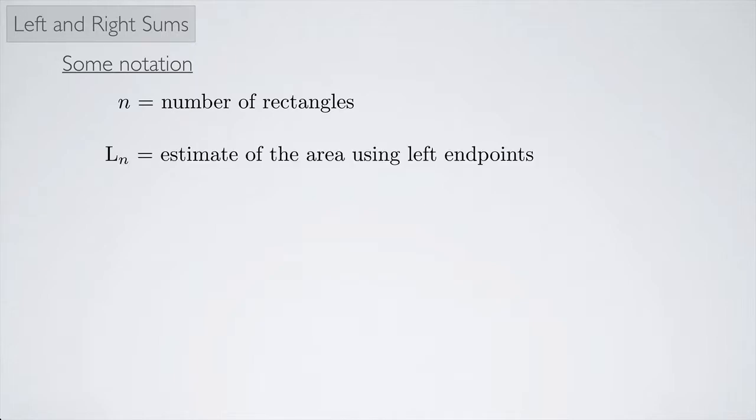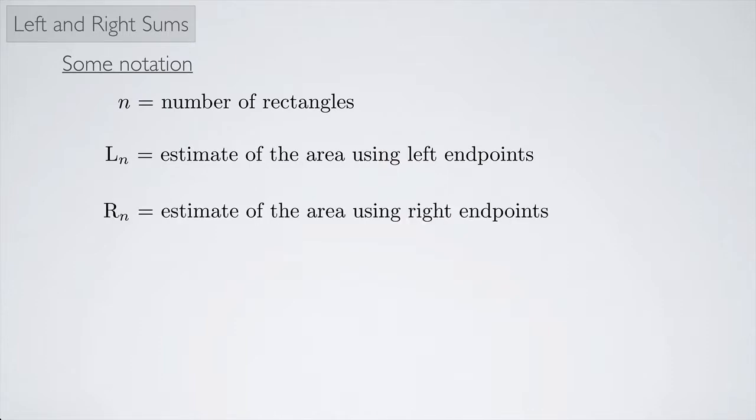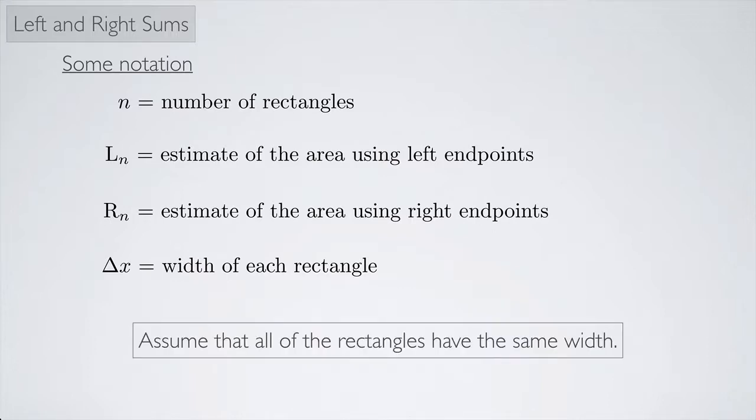I want to introduce a little bit of notation related to finding the area under a curve. If we have a bunch of rectangles and we're going to use those rectangles to approximate an area under a curve, we're going to let n equal the number of rectangles. L sub n would be the estimate of the area using left endpoints, and R sub n would be the estimate of the area using right endpoints. And delta x will be the width of each rectangle. And we're going to assume that all of the rectangles have the same width.